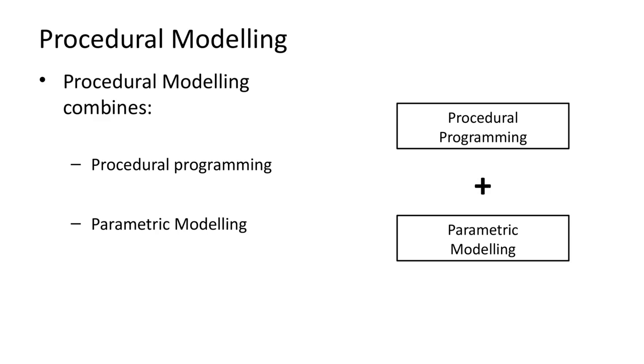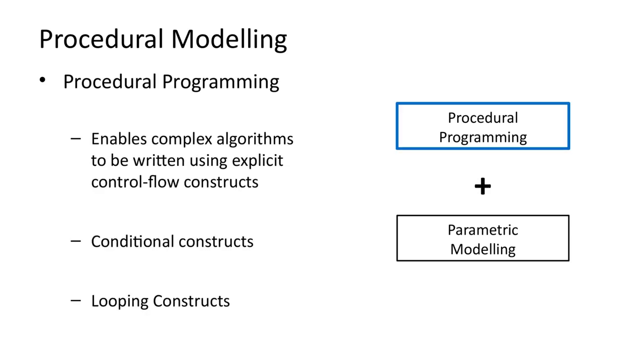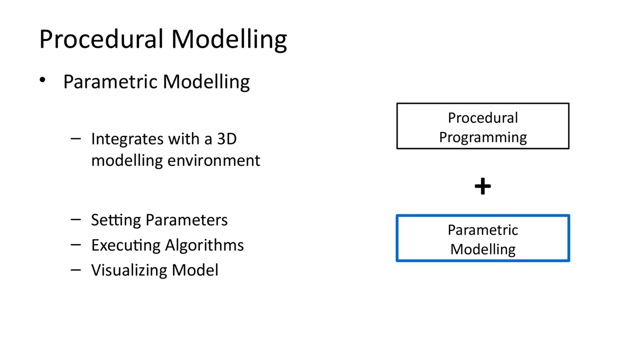To summarize, procedural modeling integrates procedural programming with parametric modeling. The procedural programming approach enables complex algorithms to be written. These algorithms can explicitly define the control flow using conditional constructs and looping constructs. The parametric modeling approach integrates with a 3D modeling environment. This environment supports various tasks, including setting parameters, executing algorithms, and visualizing models.